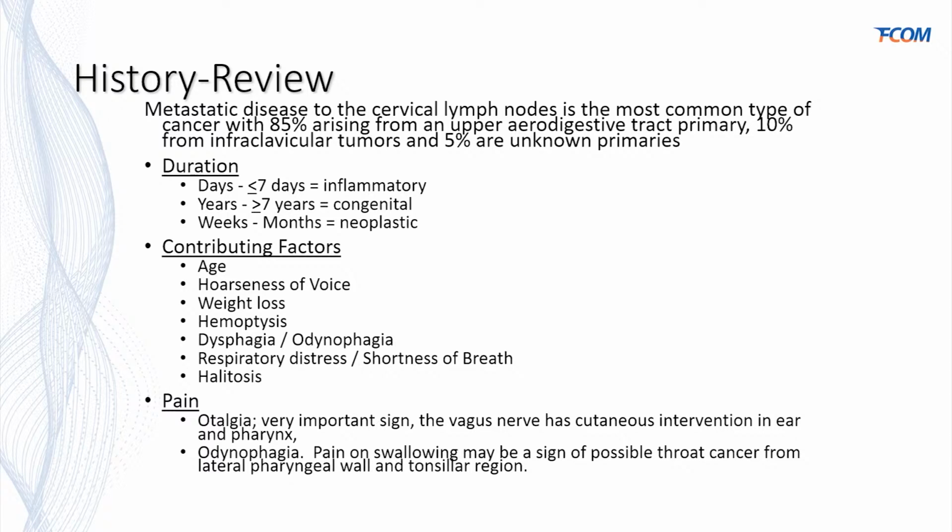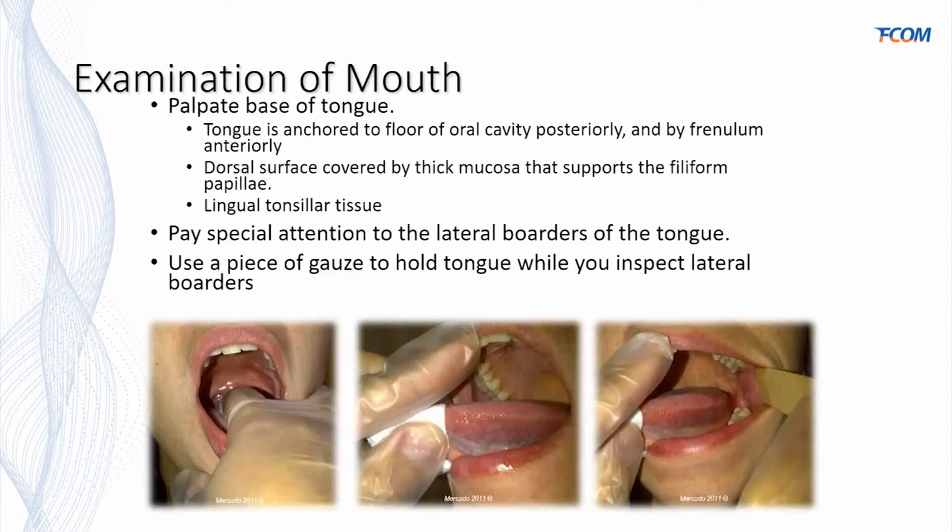A good way to remember this is think that any swelling or neoplasm for less than 7 days is probably an inflammatory process. Greater than 7 years is probably congenital and benign. It's everything else that lasts between weeks and months that's suspicious for neoplasm. When examining the mouth, make sure to evaluate the lateral borders of the tongue, where cancer likes to hide, and pay special attention to the base of tongue.